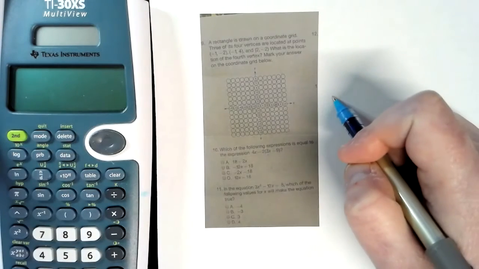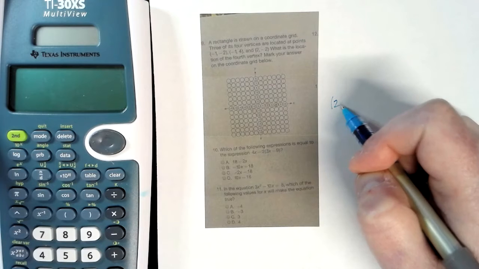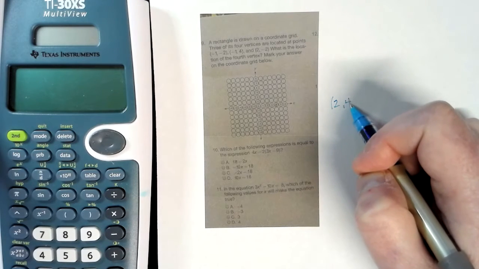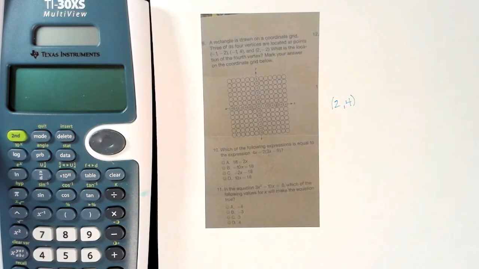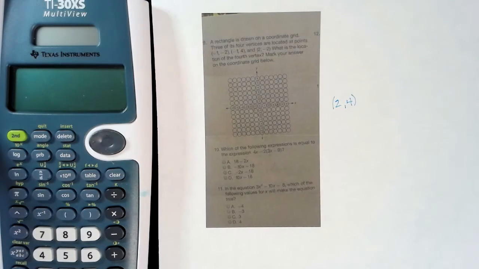So the answer to number 9 is 2, 4. That's interesting. They didn't give you a choice. That's a write-in. And that's what you would write in.